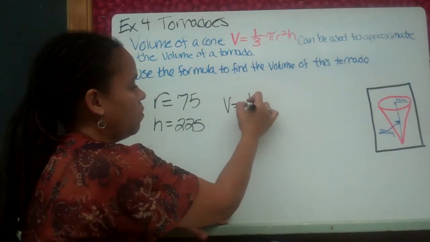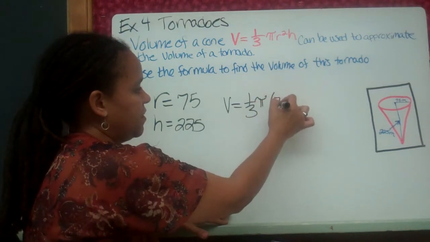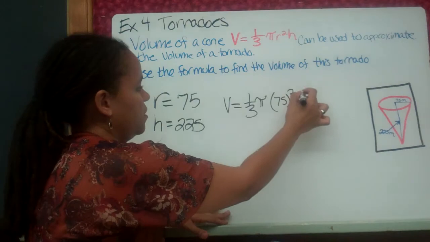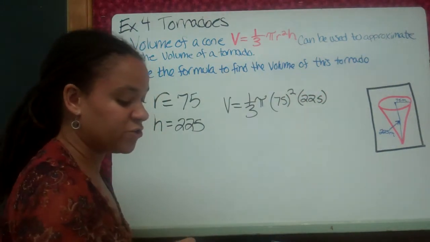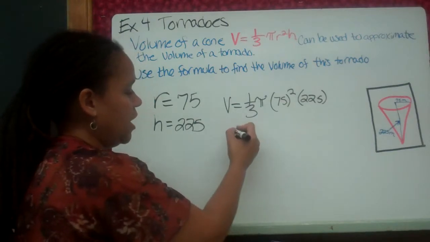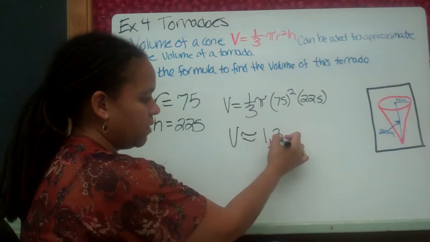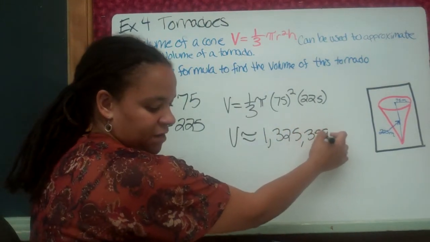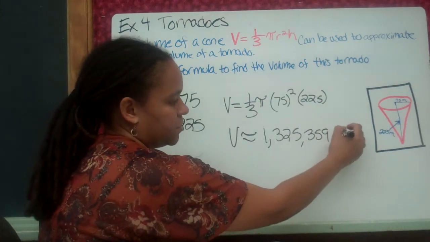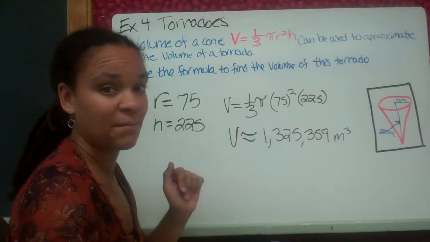So we just want to plug those in and find the volume of this tornado. So V would be equal to 1/3 pi times 75 squared times 225. So go ahead, check that in your calculator, and you should get around about, it's a pretty big number, 1,325,359 cubic meters. So see if you got that in your calculator. If you didn't get that, let me know tomorrow.